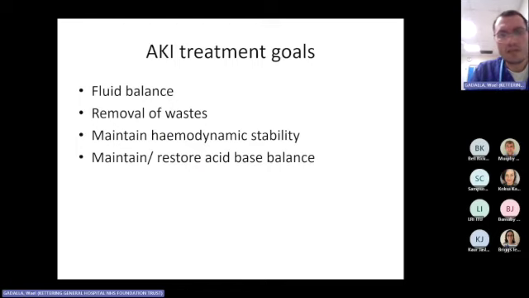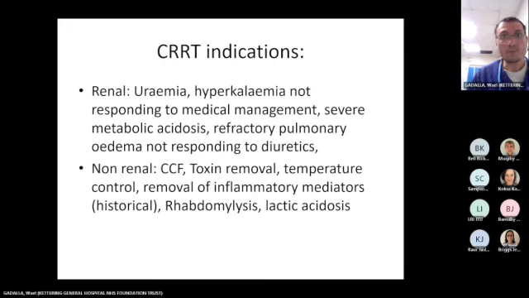After we identify the acute kidney injury, the aim of treatment of AKI is to restore the fluid balance, to remove the waste, and also to maintain the patient's hemodynamic stability and restore the acid-base balance. That's when the indications of CRRT come in.